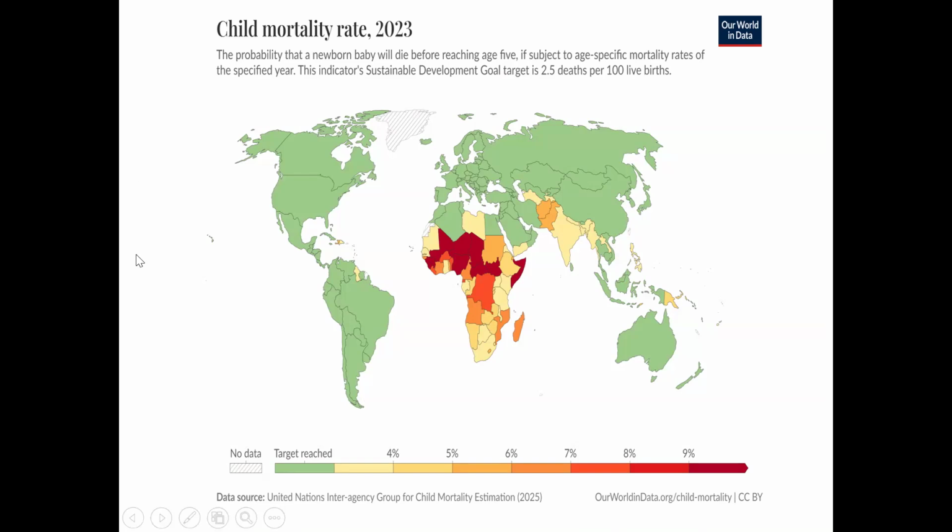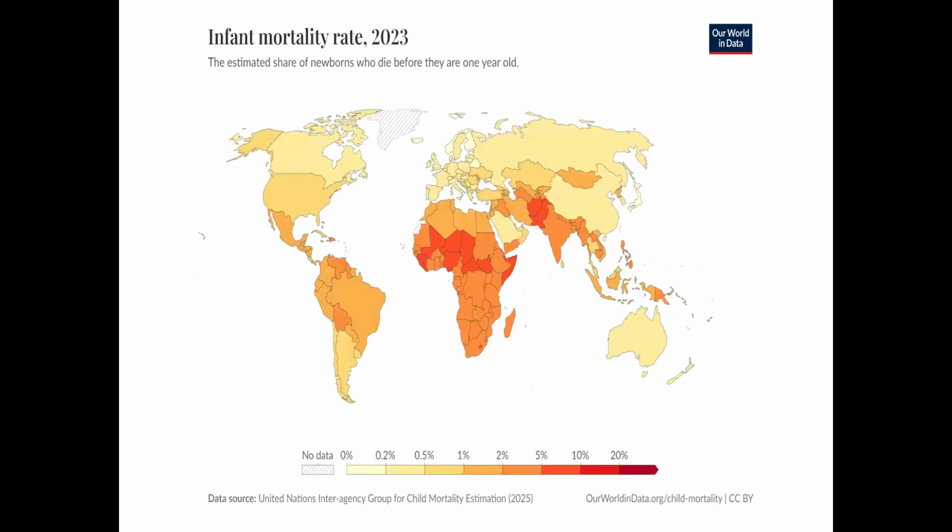And this is the child mortality estimation. You can see that Pakistan is in orange color, and that ranges from 5 to 6% death rate, while more than half of the countries are in green color, meaning they have reached the target which was set to minimize the child mortality.